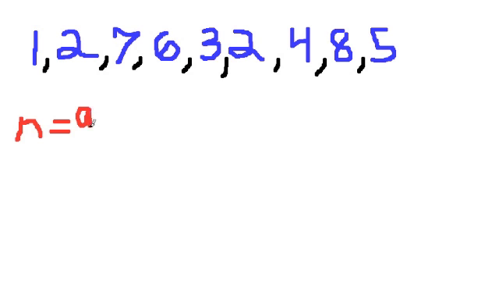To find the mean, we must add up all of the values of these 9 numbers together. Then you must take that sum and divide it by the total number of values, which again is n. So let's add up all the numbers, starting with 1 plus 2 plus 7 plus 6 plus 3 plus 2 plus 4 plus 8 plus 5. And when you finish that up, the total will be 36.